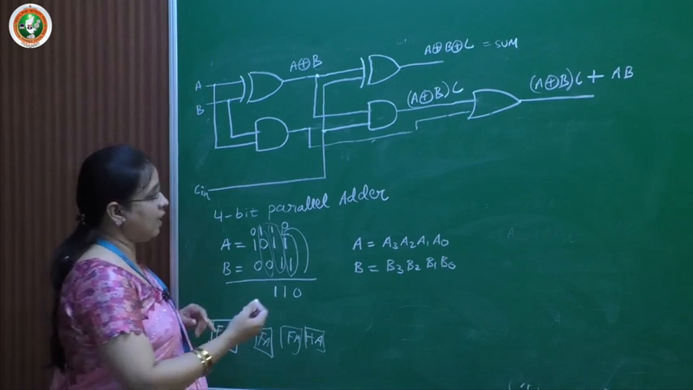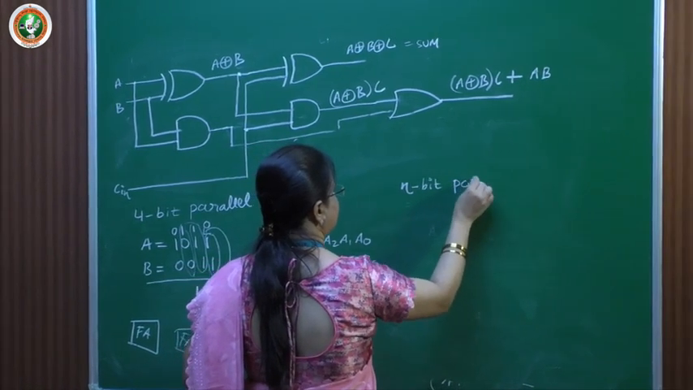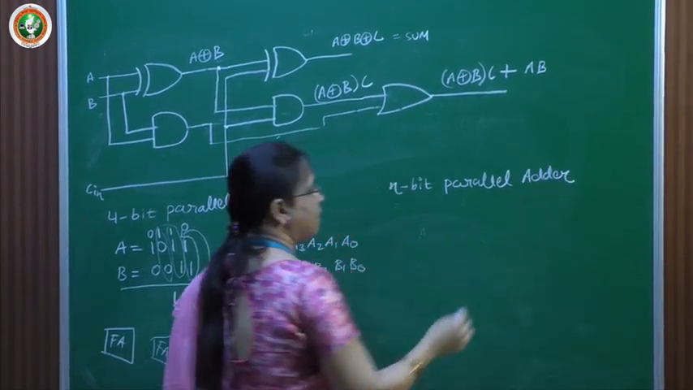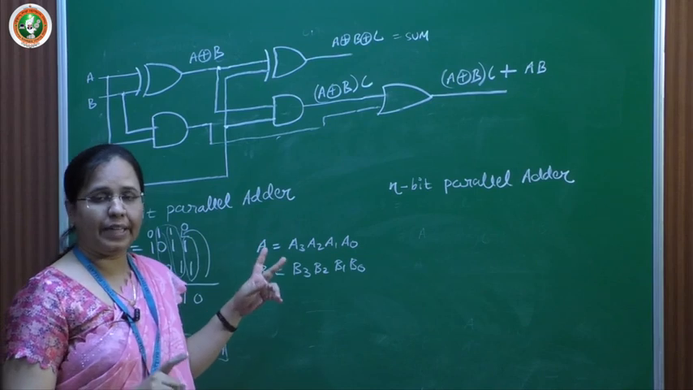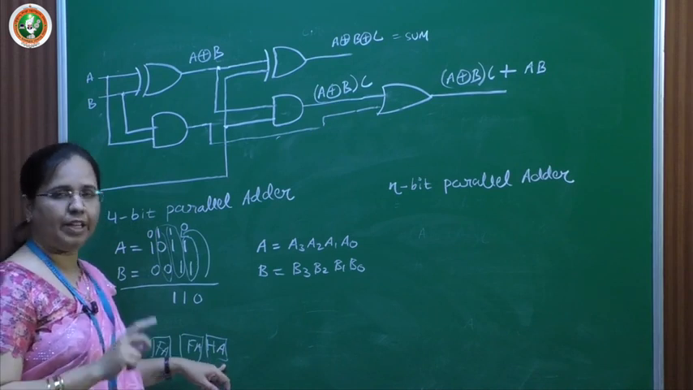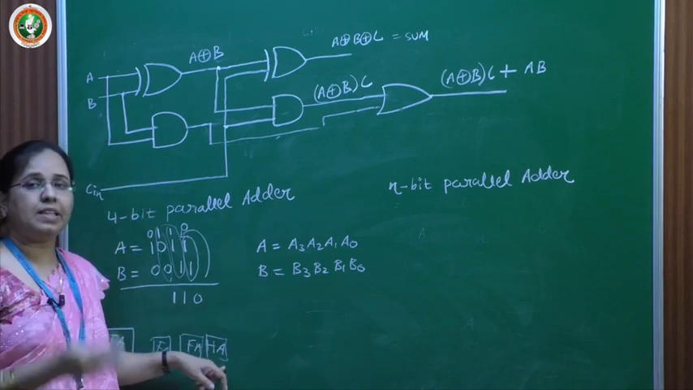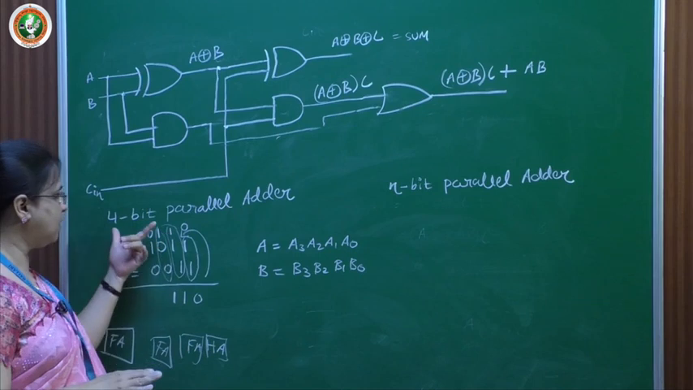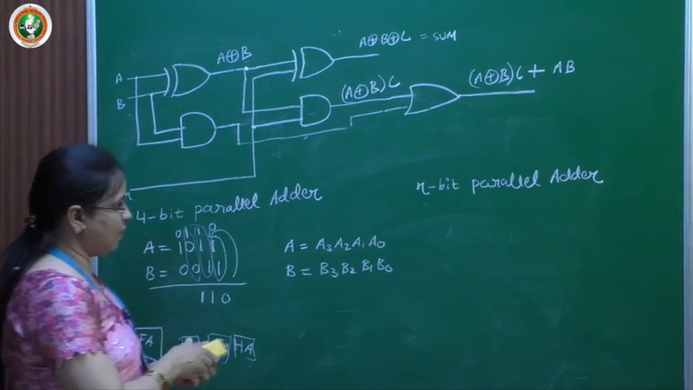That means whenever we are interested in designing an n-bit parallel adder, there are 2 ways to do it. I can use either n minus 1 full adders and 1 half adder, or I can use n full adders. So to maintain the consistency or to make the design simple, we are going to make use of 4 full adders in order to design a 4-bit parallel adder. So let us see what is the circuit for this.